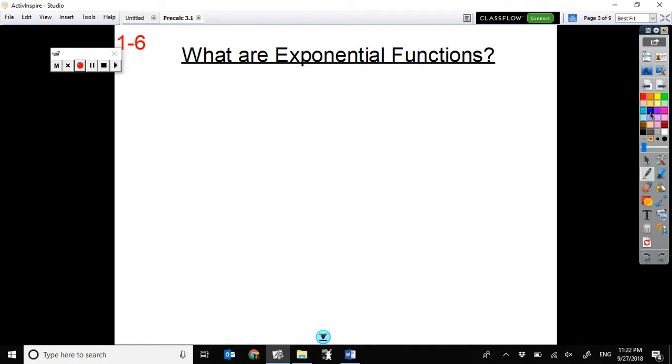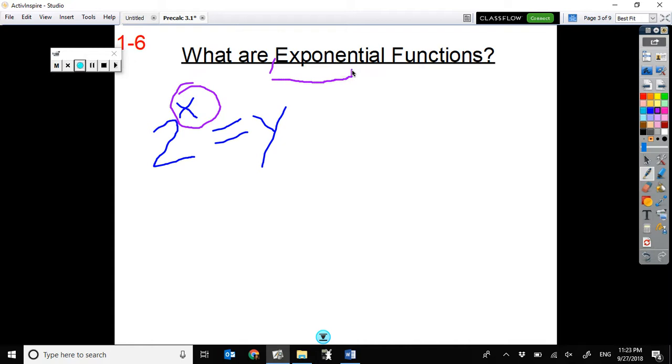An exponential function would be if I have like 2 to the x power, say equals y. So what's different about this one versus the normal polynomial functions is that normally I have something x to an exponent. I can have an exponent of 2, an exponent of 3, an exponent of 4, so on and so forth. An exponential function has the variable in the exponent. That's the reason it's called exponential.